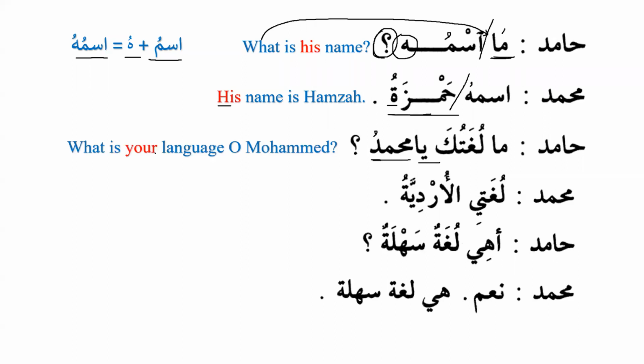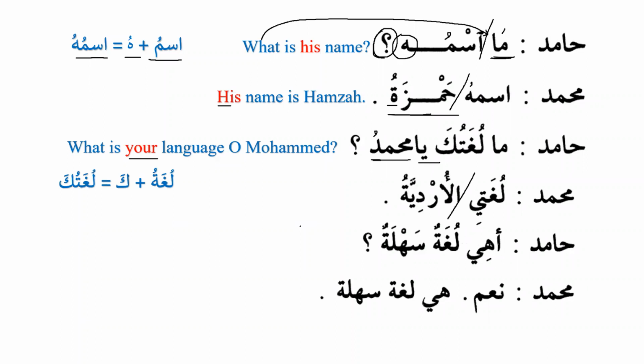Basically, it means which language do you speak? But I believe that we should translate it as it is so that we get used to it. So he says, Ma lughatuka ya Muhammadu. What is your language, O Muhammad? And we know that ka means your, and it is used for singular masculine. Muhammadun: Lughati al-urdiyatu. He says, my language is Urdu.